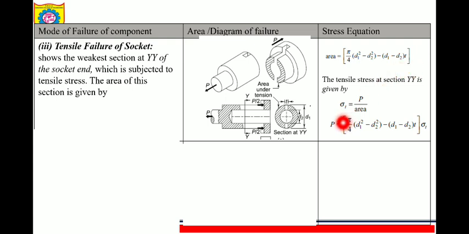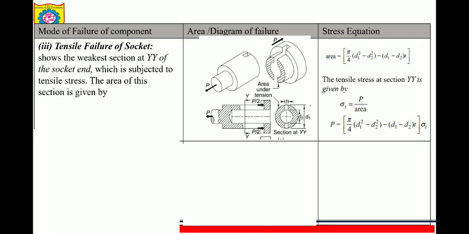Okay, so what will be the tensile stress then? Tensile stress, sigma t, is equal to P upon area. So P is equal to pi by 4 d1 square minus d2 square minus (d1 minus d2) into t, into sigma t. Okay, very simple. Always we have to consider the weakest portion or weakest section. The weakest section is the section where the cross section area is the least.